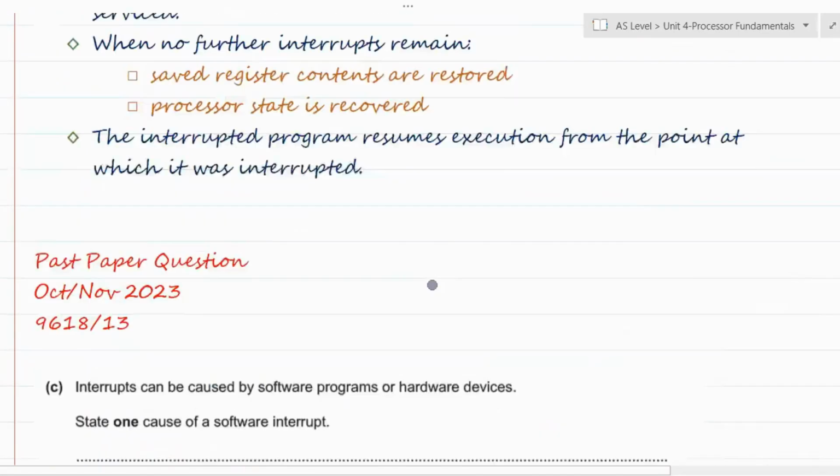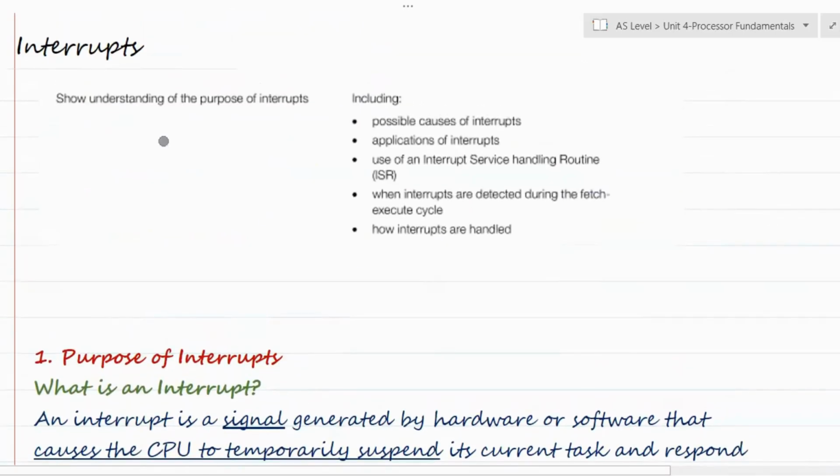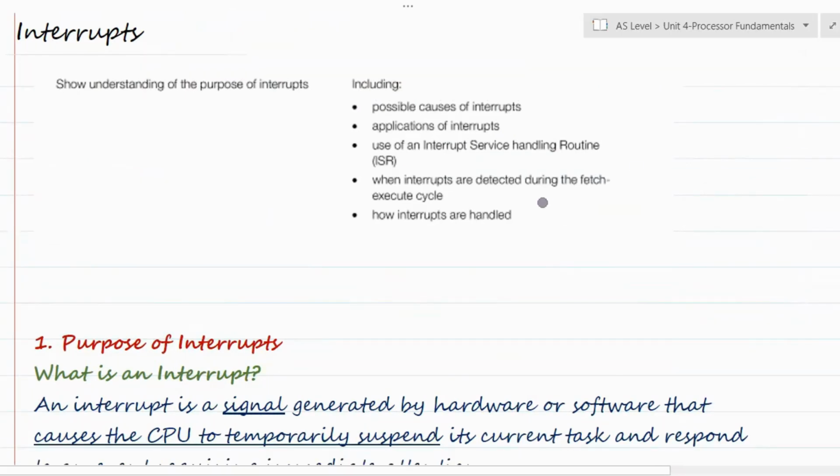So that's all for today. We have covered the purpose of interrupts, including their applications, ISR, and how interrupts are handled. In the next video, we'll learn about assembly code and machine code. Till then, take care and bye-bye.